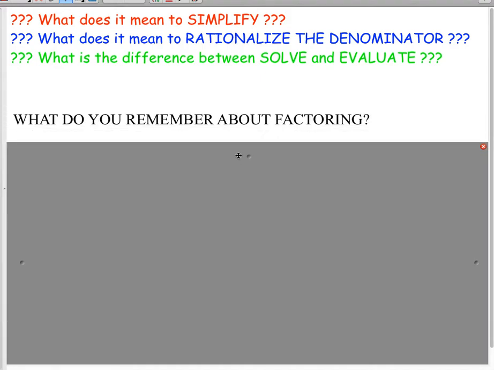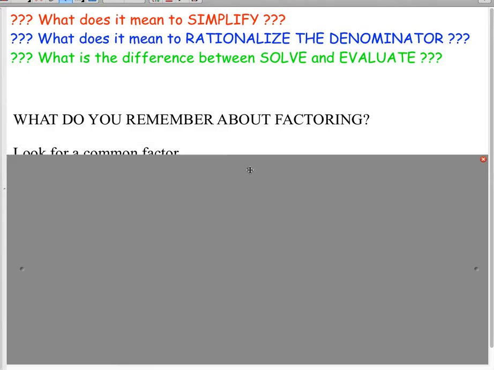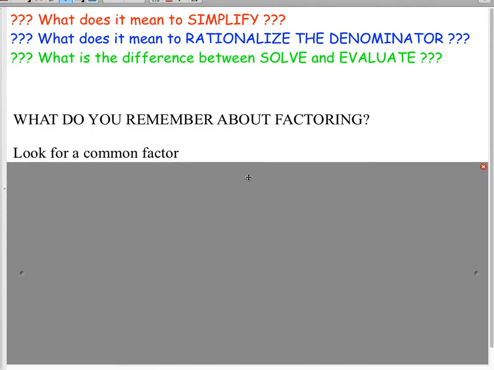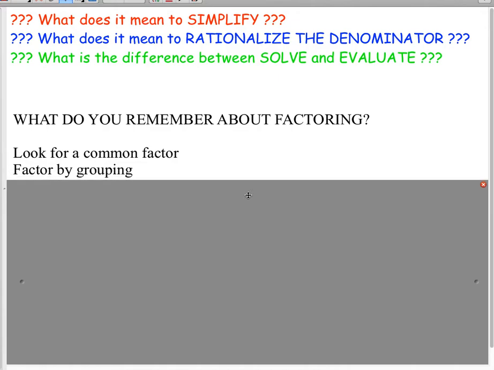What do you remember about factoring? When I teach factoring in Algebra 2, which is probably where you learned it, maybe some in Algebra 1, I have a step process that I use. The first thing that I always do when I factor, always, no matter what I'm factoring, if it's got trig functions or x's or numbers, is I look for a common factor. What do all of the terms have in common?